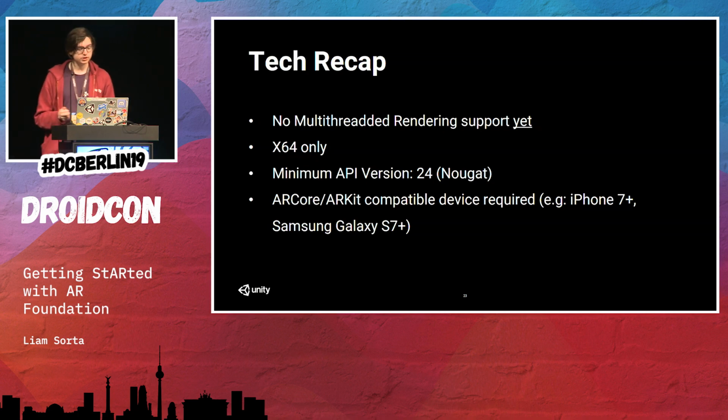Quick tech recap. We don't have any multi-threaded rendering support just yet. This isn't too relevant unless you're doing really big models that really need to make use of those threads. It's 64-bit only, which if you have an ARCore supported device, has to be 64-bit anyway. There's a minimum API version, and you also need a compatible device. We can only do what those native SDKs allow us to do. We can't do anything on our own, so we can't use a webcam, for example. We're still restricted to those native SDK limitations.